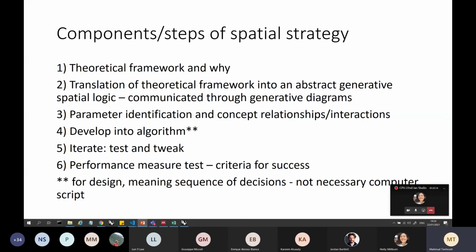Okay, so the second component is the translation of the theoretical framework into an abstract generative spatial logic. The word spatial there can be misleading, so if we ignore that, it will be an abstract generative logic. Basically, what this means is you have a specific context, a specific approach and a specific theoretical framework, and with this you come up with an abstract way of thinking about the design problem that you have, yeah? You communicate this through generative diagrams.